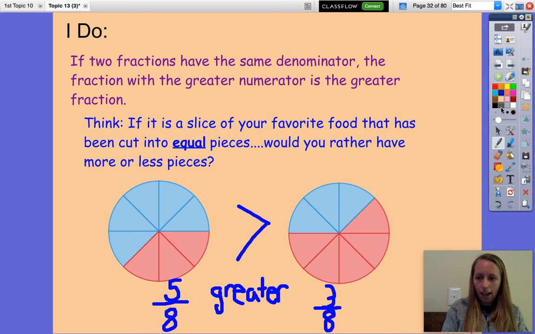Think about the alligator teeth. We learned when we were little, right? The alligator likes to eat the bigger number. So he's going to chomp on the greater fraction. He would rather have 5/8 of something instead of 3/8, just like Miss Black would rather have 5/8 of a chocolate chip cookie instead of 3/8 of a chocolate chip cookie. When their denominators are the same, we're going to look at the numerator, 5 and 3, and compare those. Okay, let's try another one.